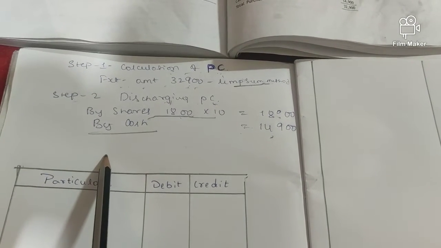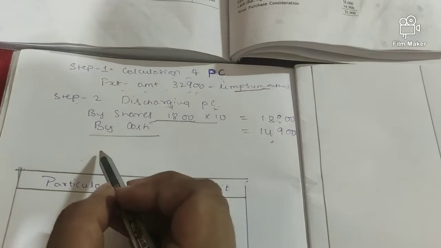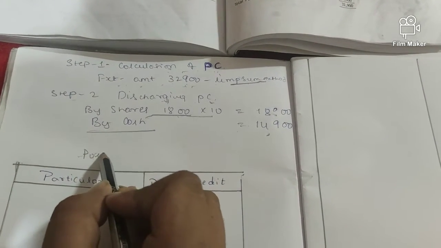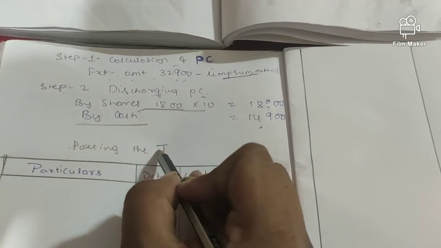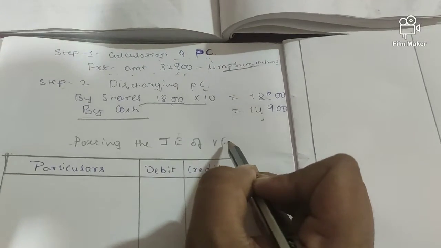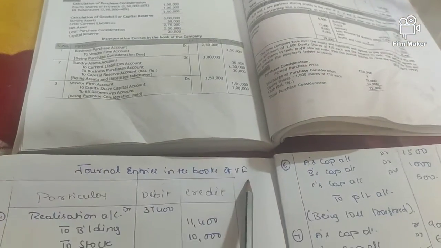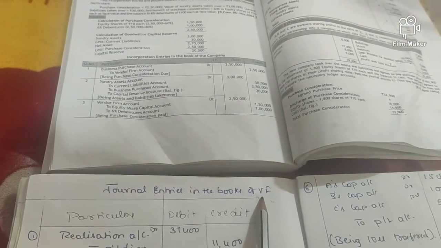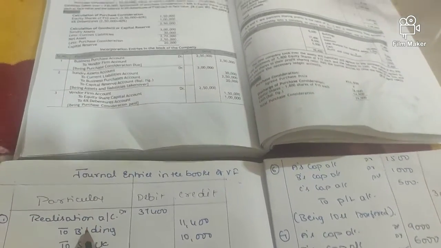Now step 3, we need to pass the journal entries to close the books of the vendor firm. That is passing the journal entries of the vendor firm. We will see that. Now let us see the different journal entries which need to be passed in the books of the vendor firm. The first entry will be based on the assets taken over or assets transferred. What is the entry for assets taken over or assets transferred?